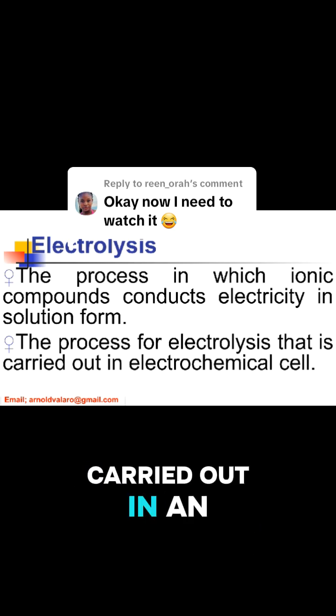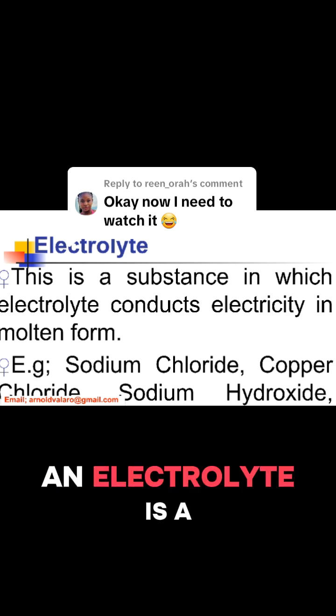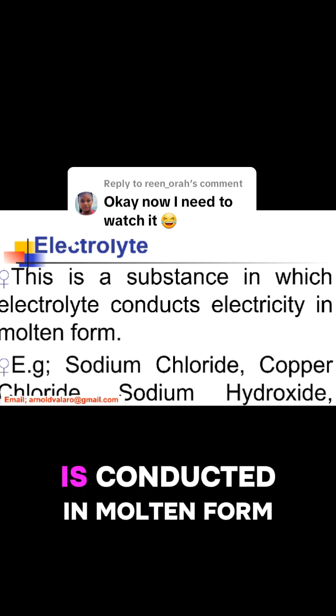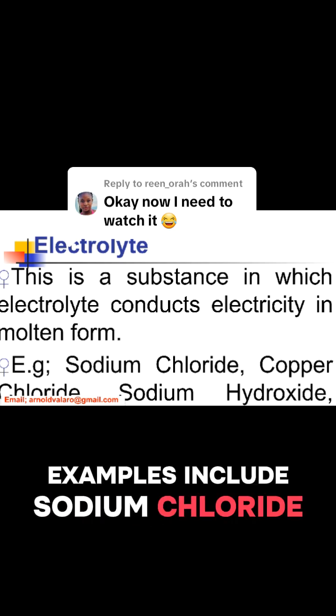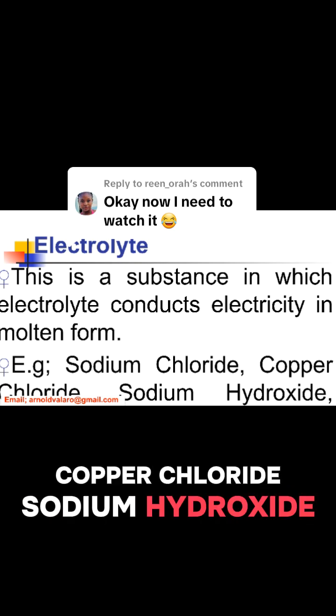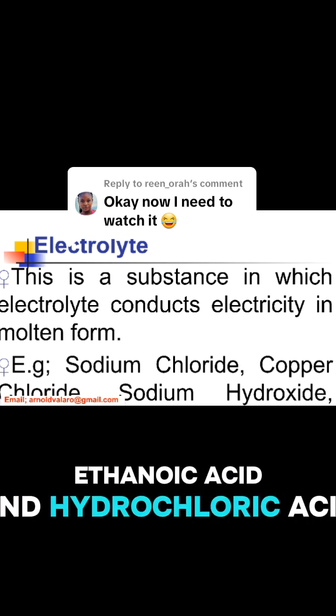Electrolysis is the process where ionic compounds conduct electricity in solution form. It is carried out in an electrochemical cell. An electrolyte is a substance in which electricity is conducted in molten form. Examples include sodium chloride, copper chloride, sodium hydroxide, ethanoic acid, and hydrochloric acid.